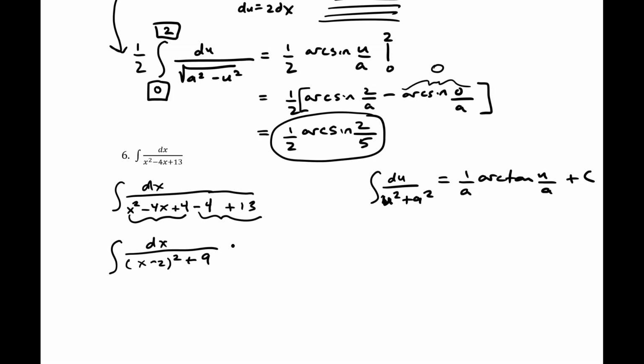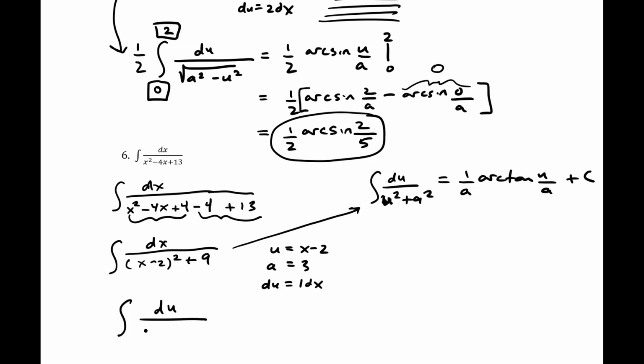So now this is in this setup right here, where our u would equal x minus 2, and our a would be equal to 3, since a squared is equal to 9. And notice if we do use this setup, that du is just going to be equal to 1 dx. So we already have that in there. So this integral becomes the integral of du over u squared plus a squared. So it's actually pretty easy from this point, but the initial setup to get it to look like an integrand that will lead to an inverse trig antiderivative, that's the tough part. The completing the square was definitely the tough part.